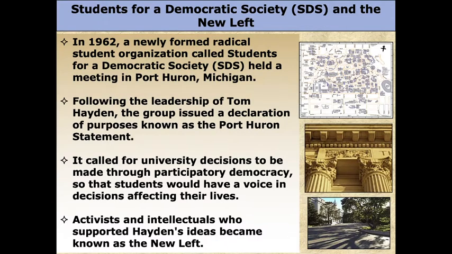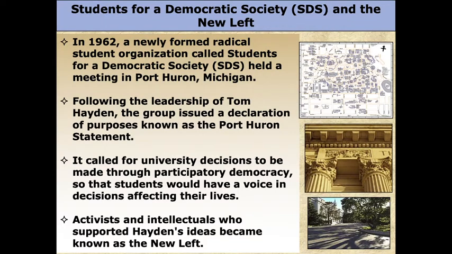And what they essentially want the university to do is that they want university decisions to be made through participatory democracy, so that students have a voice in the decisions affecting their lives, their education, all of that. So they want more activism. They want kind of like a student government kind of thing going on. So activists and intellectuals are going to support this. And what we're going to label the student rights movement, and the people involved will be the New Left.